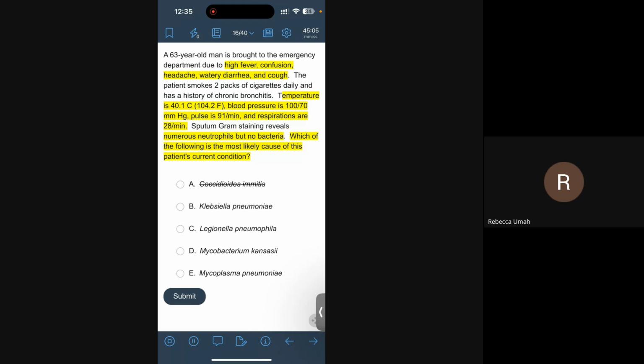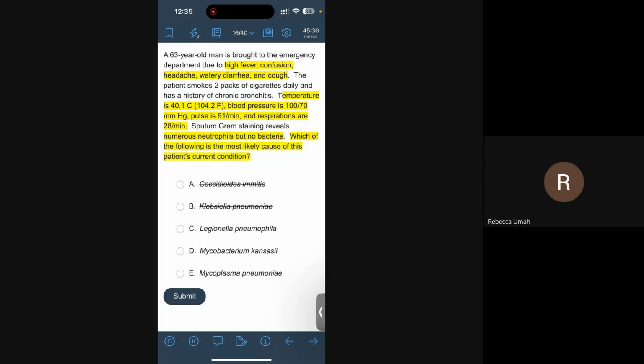And Klebsiella is going to be seen on gram stain, right? In the question, he has mentioned that gram staining reveals no bacteria. It only reveals numerous neutrophils. If it is Klebsiella, we are going to see Klebsiella on gram staining. But the bacteria is not visible on gram staining, so Klebsiella is not the answer.